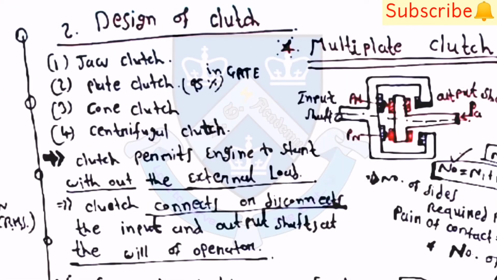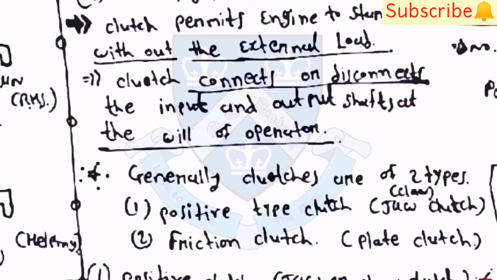Now coming towards the design of clutch, there are four types of clutch. The first one is the jaw clutch, then the plate clutch, then the cone clutch, and the fourth one is the centrifugal clutch. Here remember that the clutch permits the engine to start without the external load, and the clutch connects or disconnects the input and output shafts at the will of the operator.